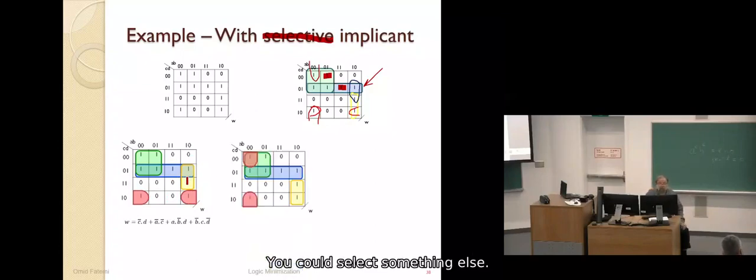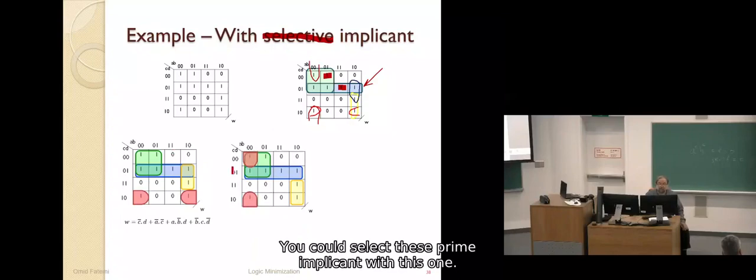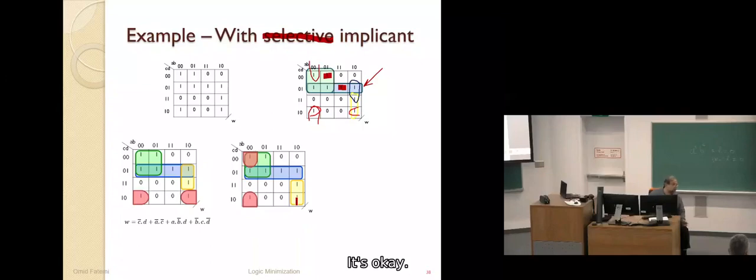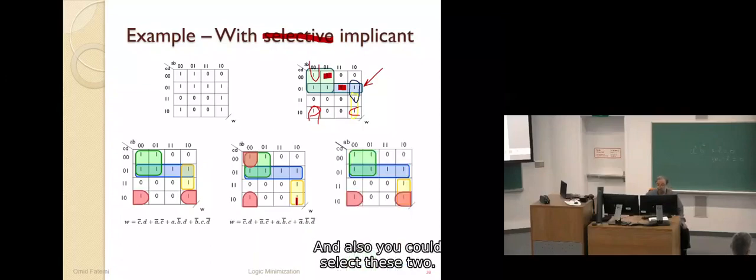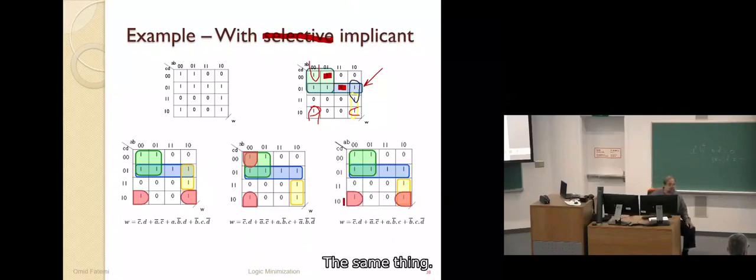You could select something else. You could select this prime implicant with this one. This is another option. It's okay. And also, you could select these two. All of these three are okay. The same thing. It works for us. It covers all of our ones, and we cannot find anything simpler than them. So all of these three would be okay, whichever you want to select.